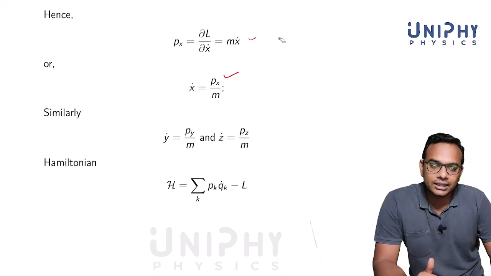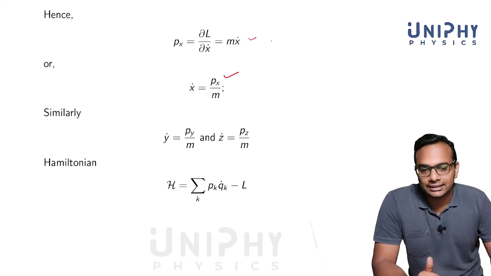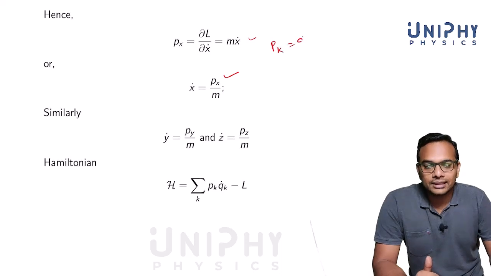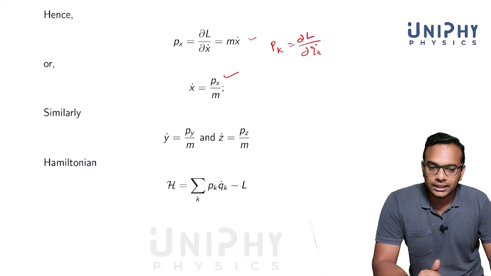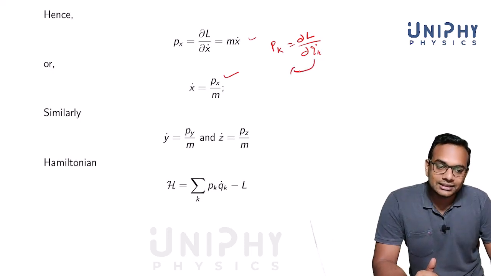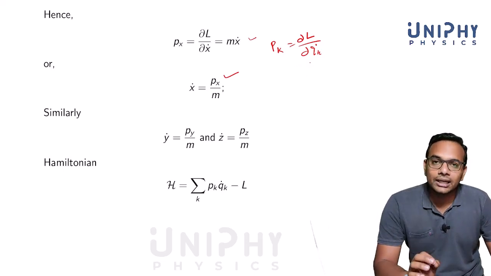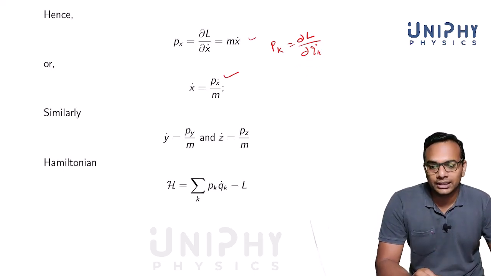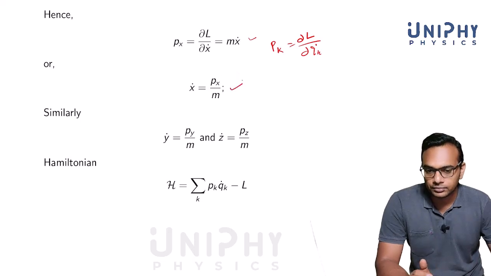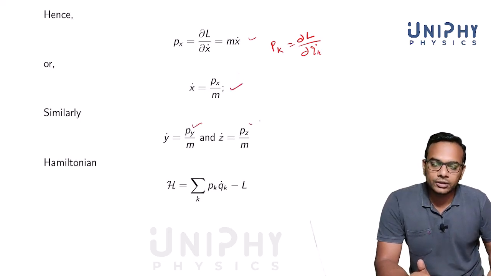In our theory session we had discussed this. We said that pk is equal to dou L by dou qk dot. This relation is known. By constructing this equation and inverting it, or solving for qk dot, you can obtain qk dot in terms of p. That's exactly what we have done here. Similarly for y dot and z dot.